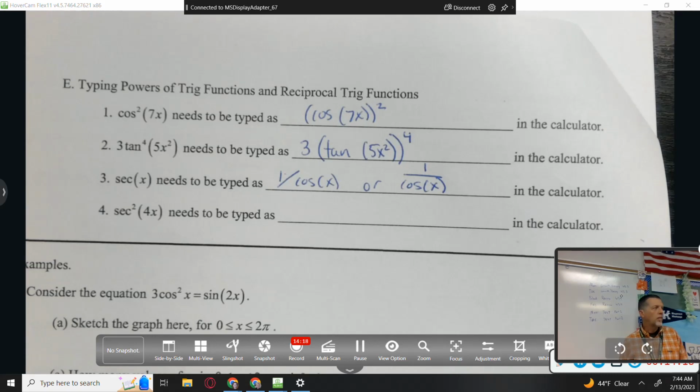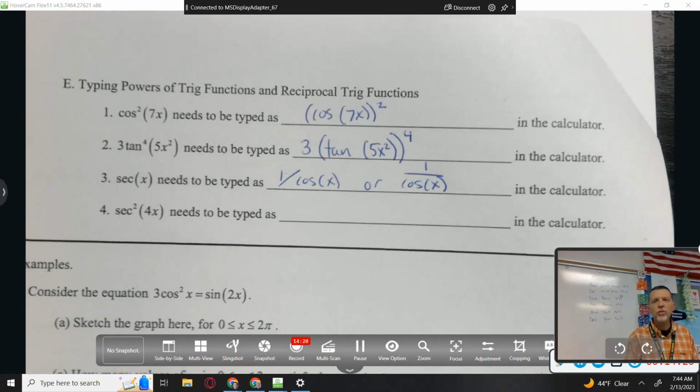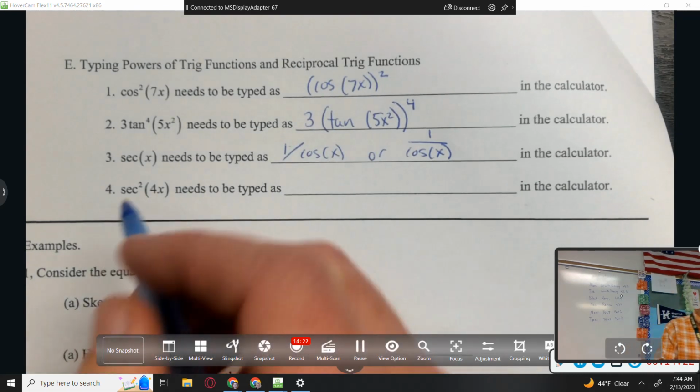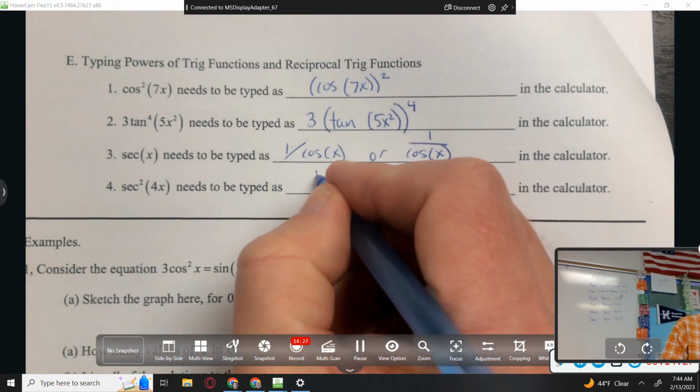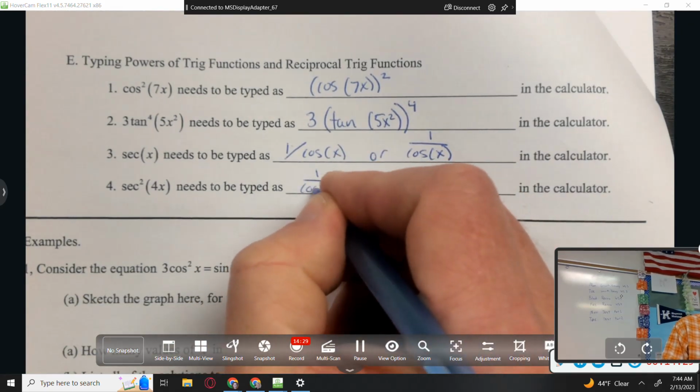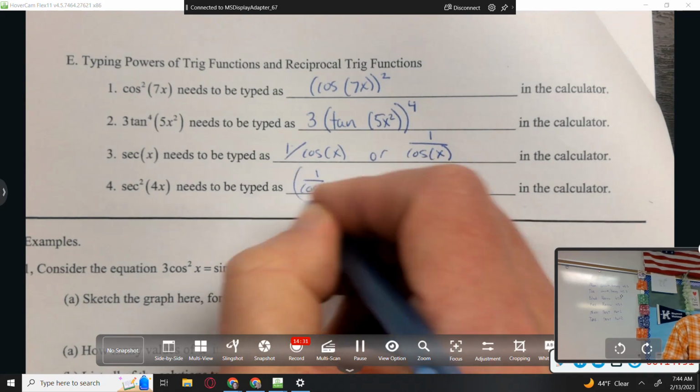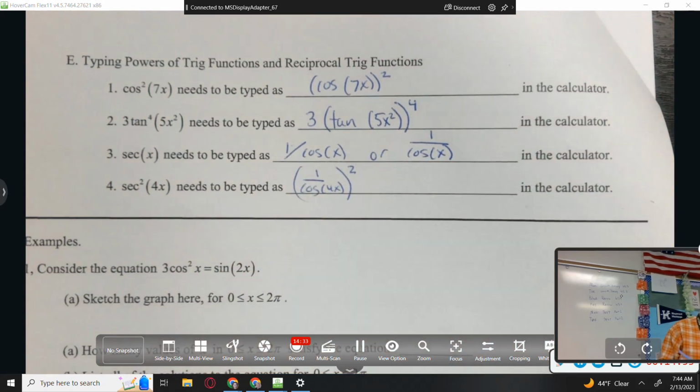And then number 4 sort of combines the issues with a squared and a reciprocal. So 1 over cosine of 4x squared. Again, today is more about the calculator than anything.